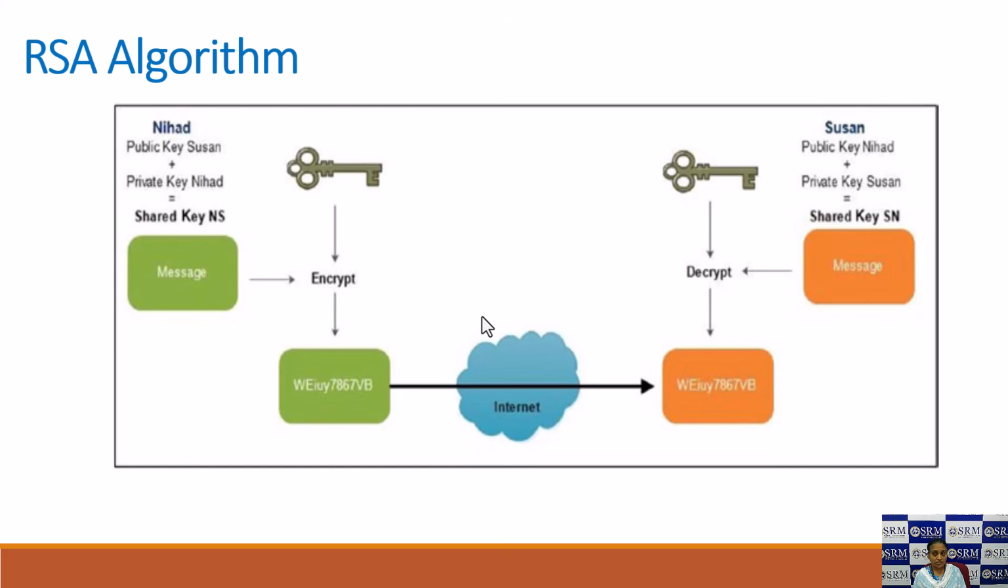Susan's private key and Nihad's public key. This is what they use. So in this way, they try to make the communication secret, or very difficult to crack. So as I already told you, cracking the RSA algorithm is very difficult.